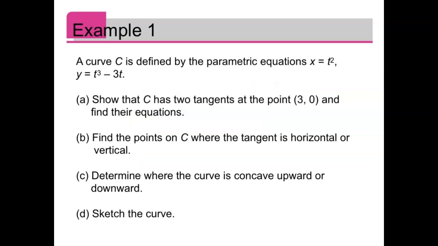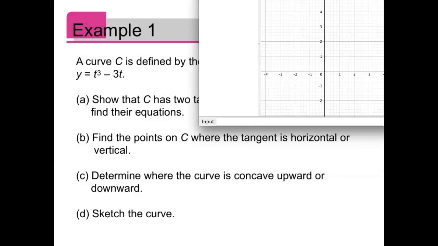So let's do an example. We have a curve C that's defined by the parametric equations x equals t squared and y equals t cubed minus 3t. We're going to show that it has two tangents at the point 3, 0, and we'll find their equations. Give you a chance to write that down. I'm going to open up GeoGebra, see if I can get my computer to explode. I'm running too many programs.